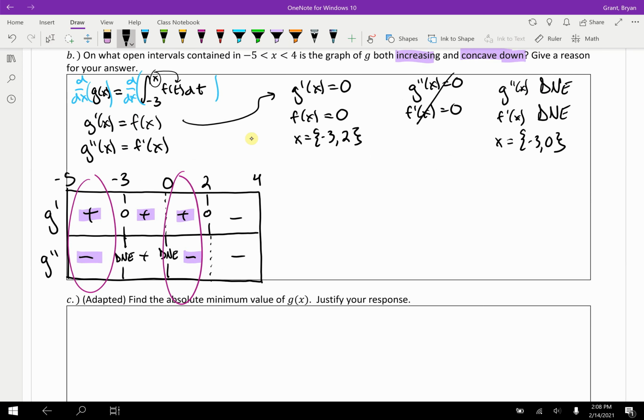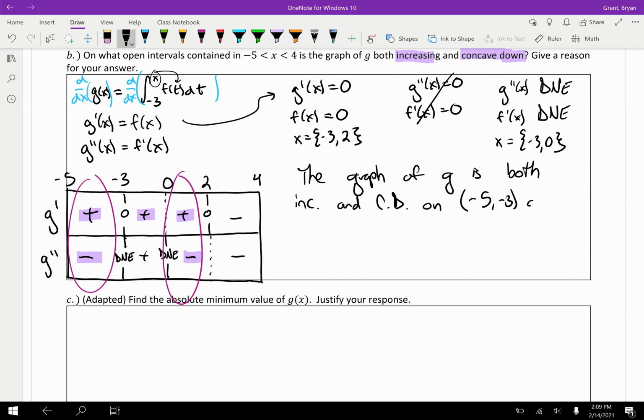We're going to say the graph of g is both increasing and concave down on, let's give those open intervals. They said open, so there's no reason to include them: -5 to -3 and 0 to 2, because, and since we've already established this relationship up here, you can state that again if you'd like, and that's never a bad thing. However, I'm just going to skim over that, and I'm going to just work with f.